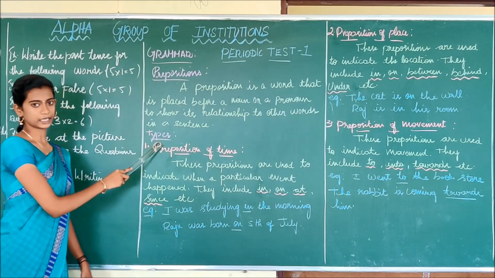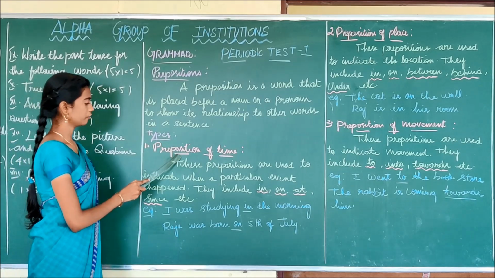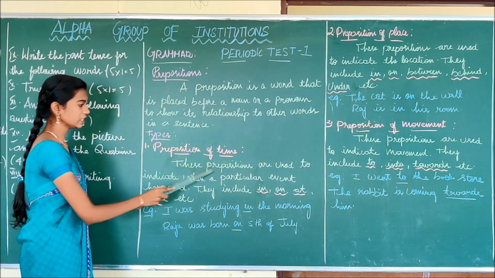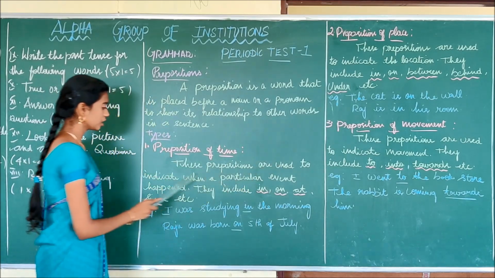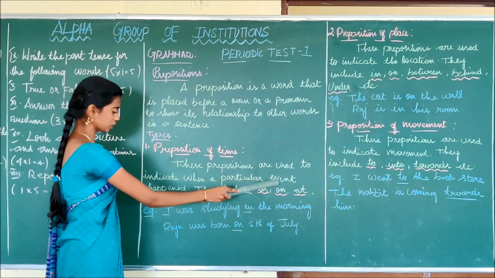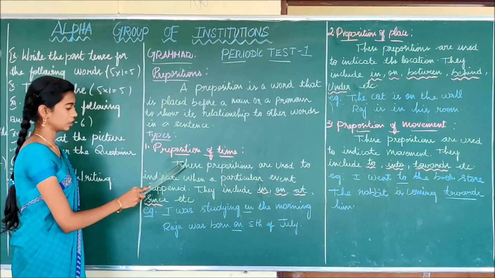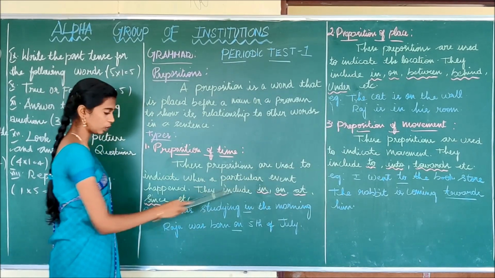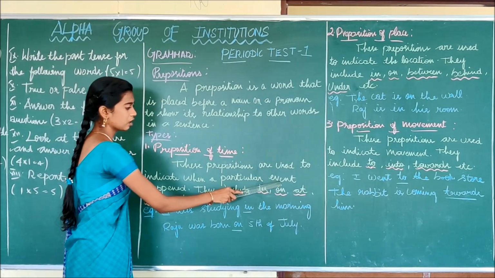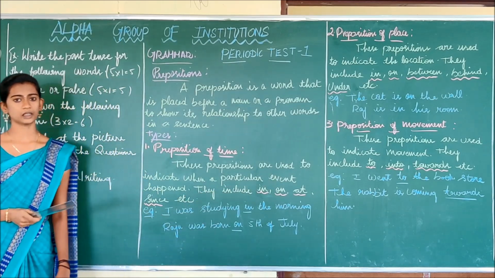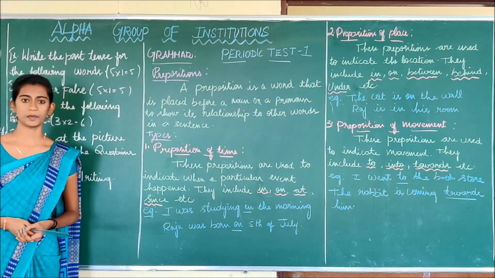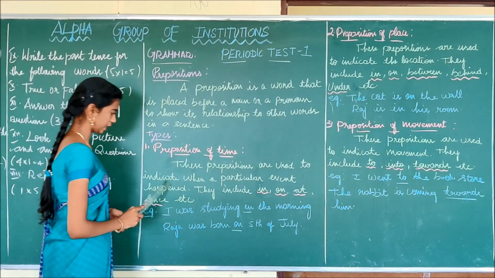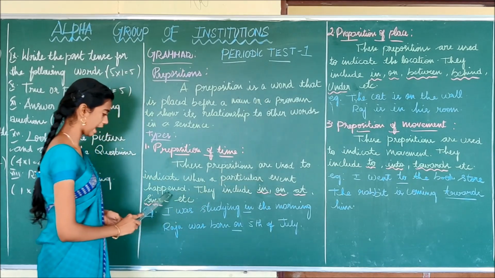Next, we are going to see the types of preposition. First one, preposition of time. These prepositions are used to indicate when a particular event happened. Event means a thing that takes place or happens.